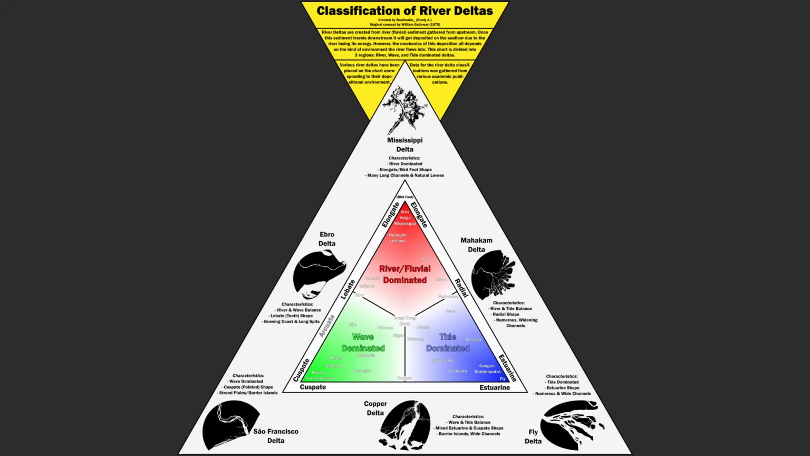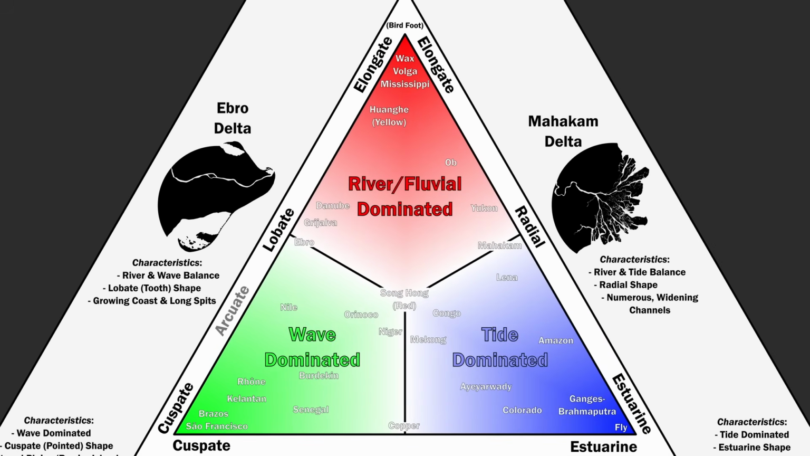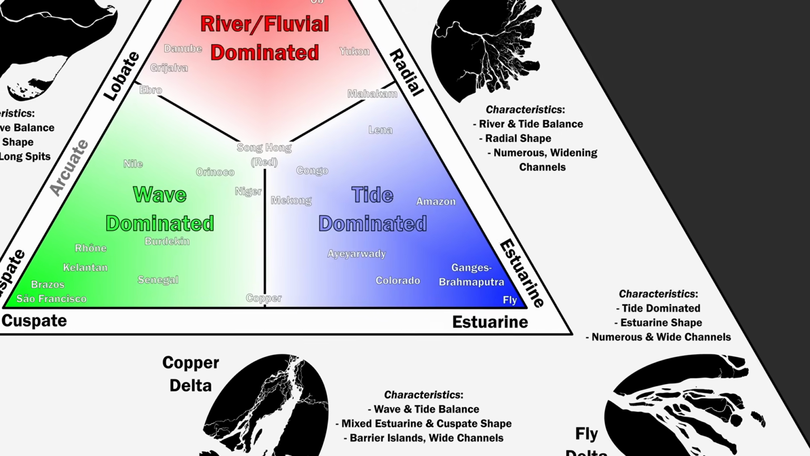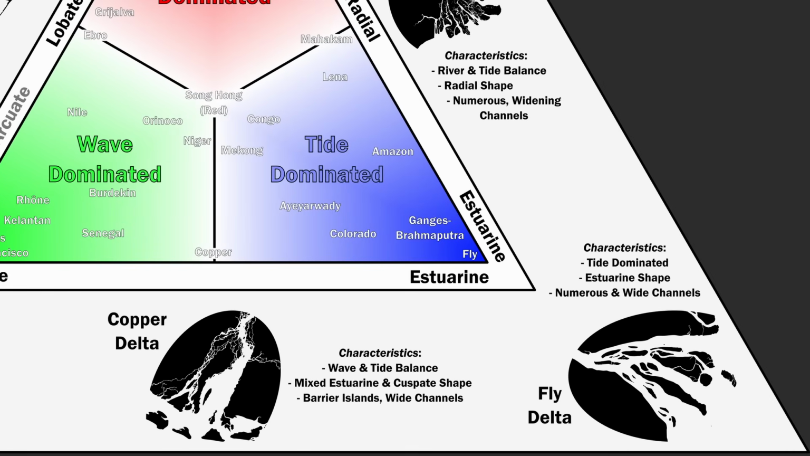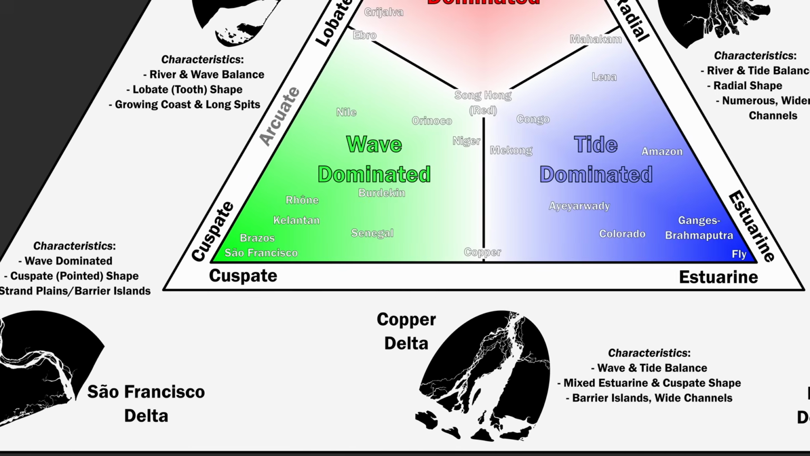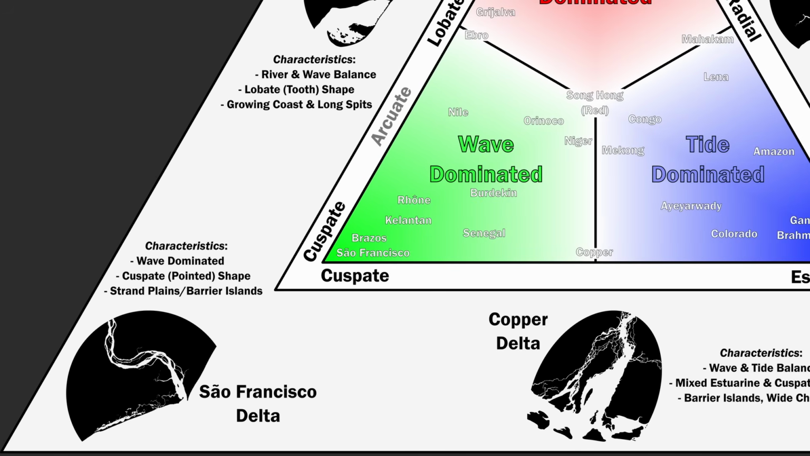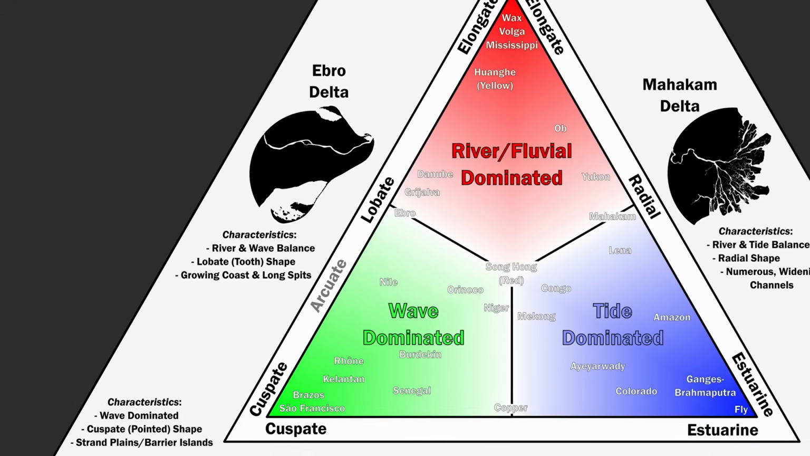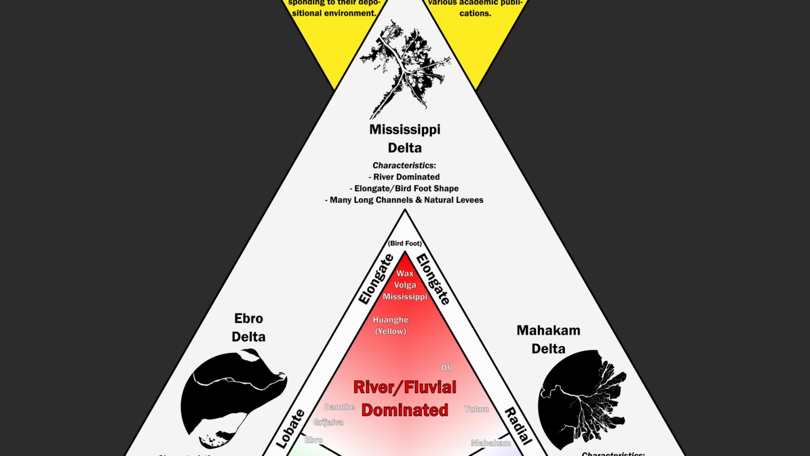In a previous video, I introduced this diagram. This diagram shows how river deltas change based on the different forces acting on the coastline. So, if there are high tides in the area, a delta will be tide-dominated and have wide channels. If a coastline has a lot of waves, it will have a pointed shape and also form strand plains or barrier islands. And finally, if a coastline is river-dominated, so there are no waves or tides acting upon it, it will form a bird foot shape and have many long channels.